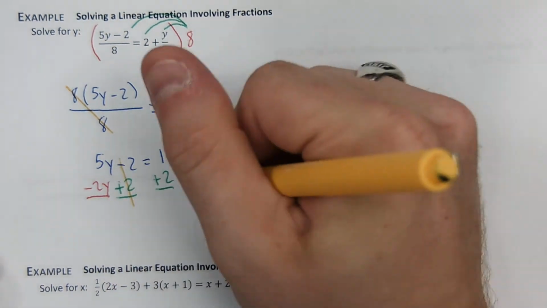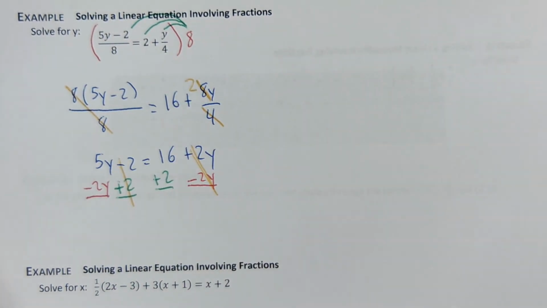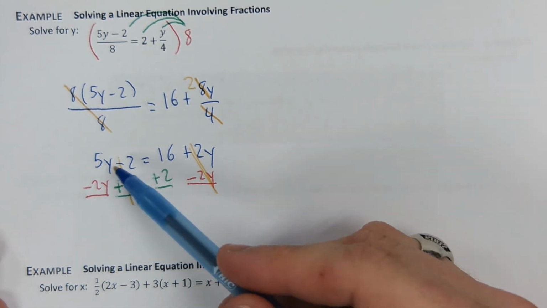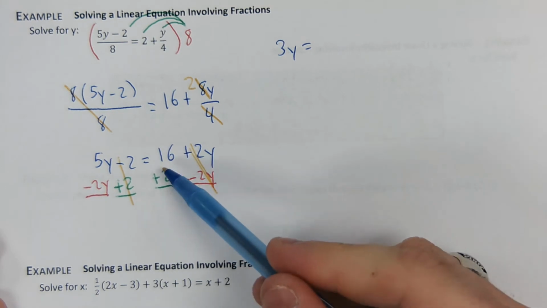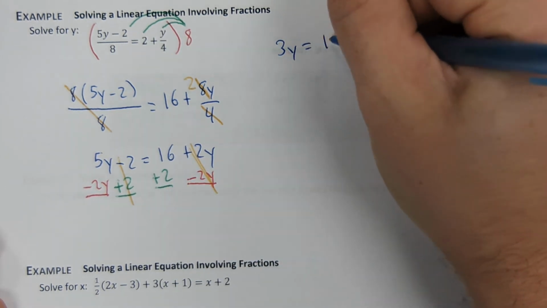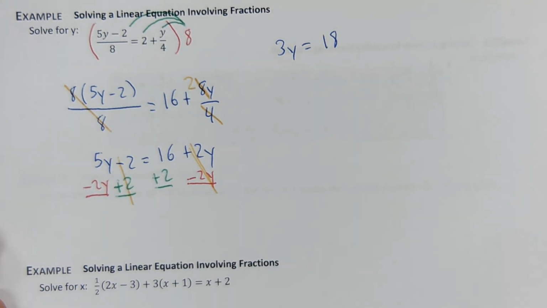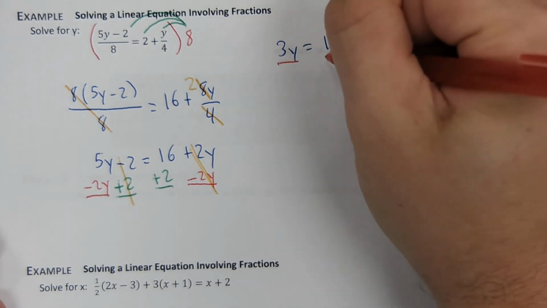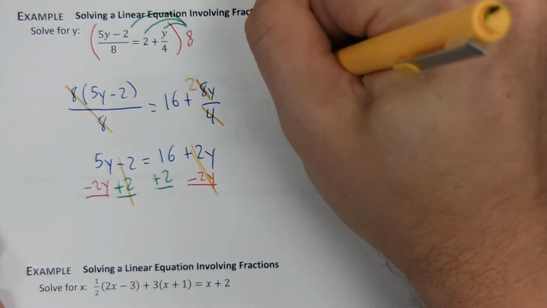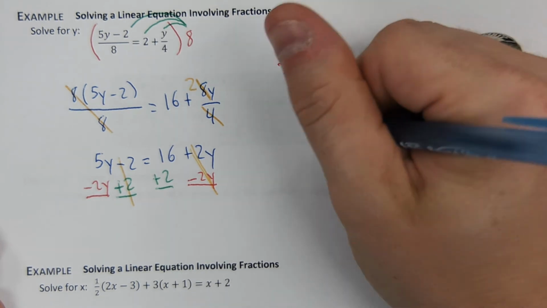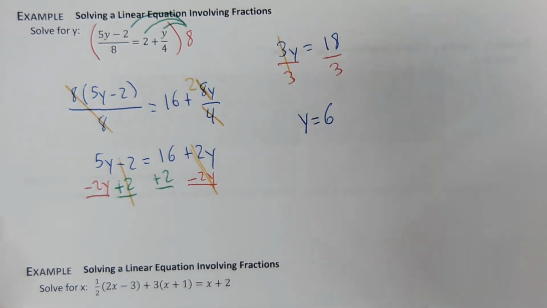These 2's cancel, these 2 y's cancel, and I get 5y minus 2y equals 16 plus 2, 18, and divide by 3. Boom.